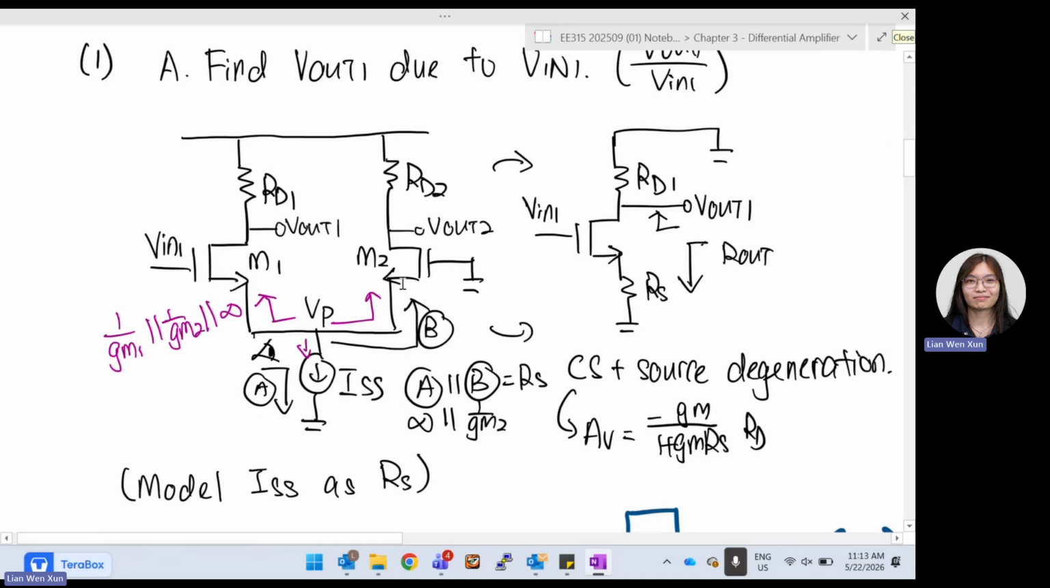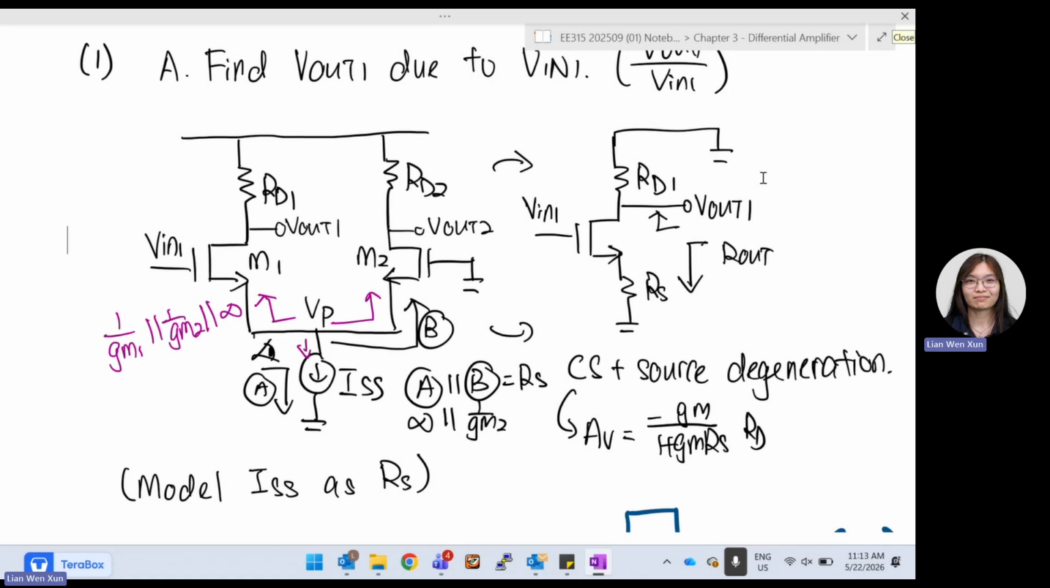So when we want to model this whole thing, this part plus this M2, we need to model them in terms of a resistor. So we call it RS. So this circuit and this circuit are now exactly the same thing. Once you have modeled, you might be thinking, does it look like something that we have learned earlier? It is a common source amplifier with source degeneration.